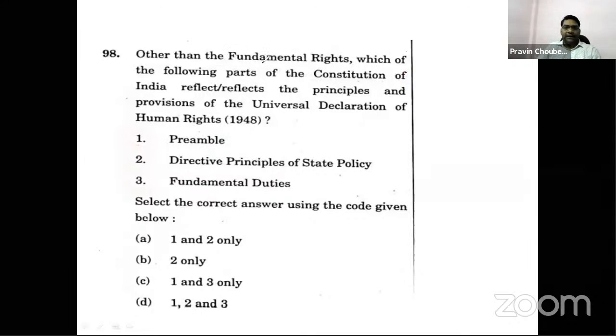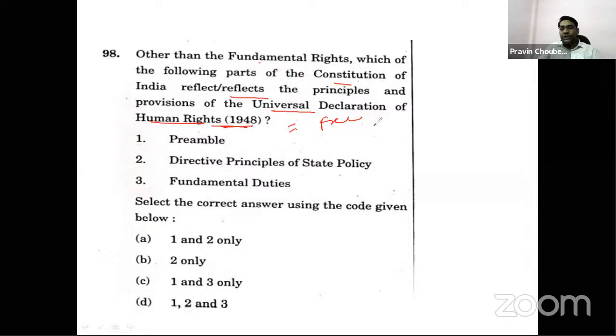Other than the fundamental rights, which of the following parts of the Constitution of India reflects the principles and provisions of the Universal Declaration of Human Rights 1948? So Universal Declaration of Human Rights. What are the human rights you know about? Human rights are like free legal aid, equal pay for equal work, a man and a woman should be treated equally. Okay, management of work means participation of workers in the management of industry. Those are some human rights we are talking about.